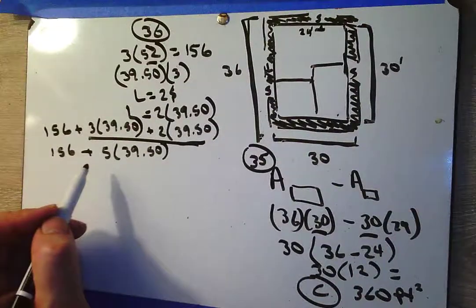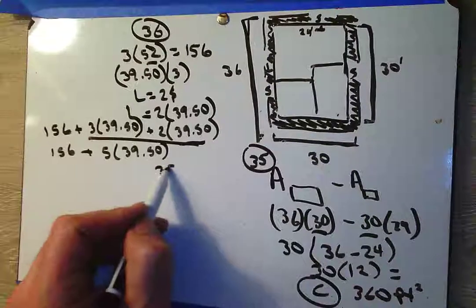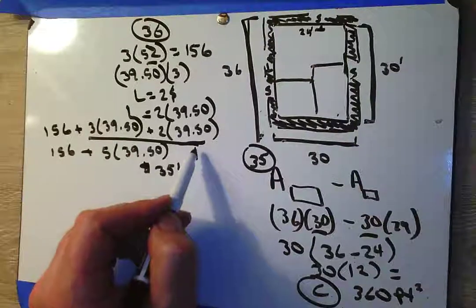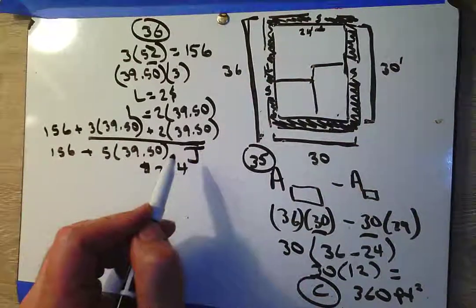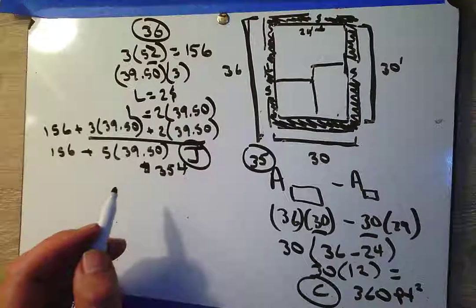And when I did that on my calculator, I came up with $354, which is choice J. J for number 36. And finally, 37.